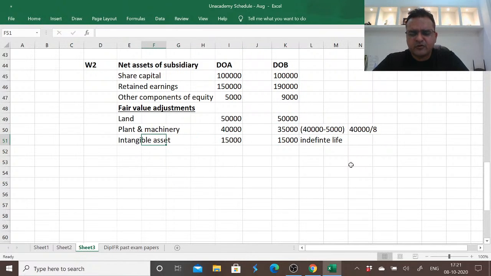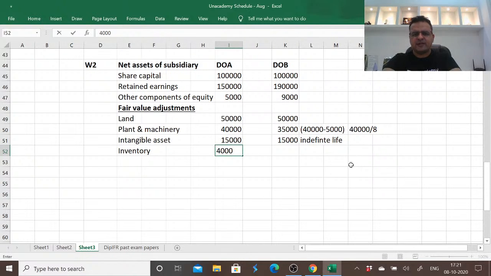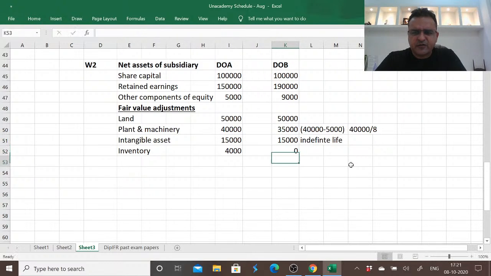So we need to know what is their value on the date of acquisition and what is their value on the date of balance sheet. What is the change in their value because of depreciation, amortization. If there is any inventory which is higher by say 4,000, it may happen that by the date of the balance sheet we may have sold that inventory, so you may not find any inventory relating to it at the end of the year.